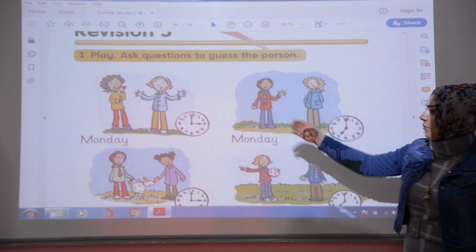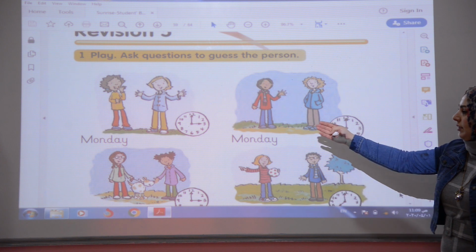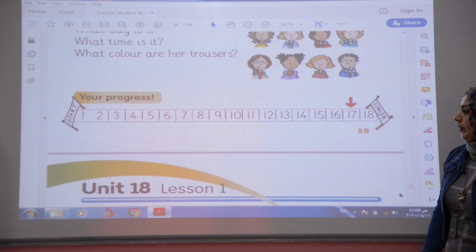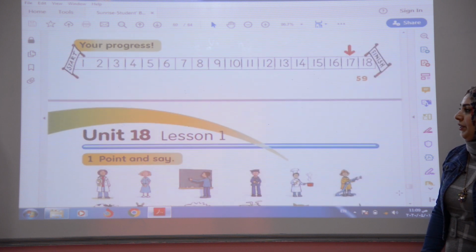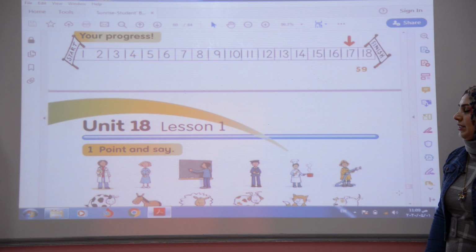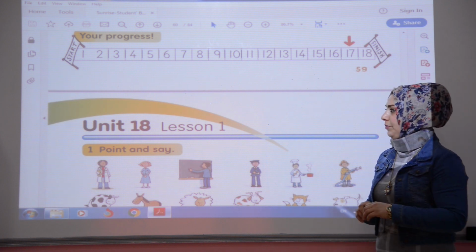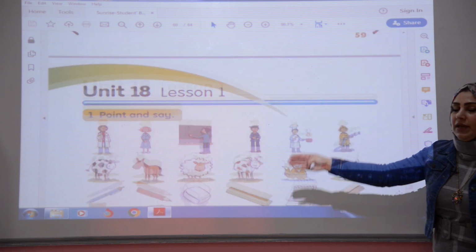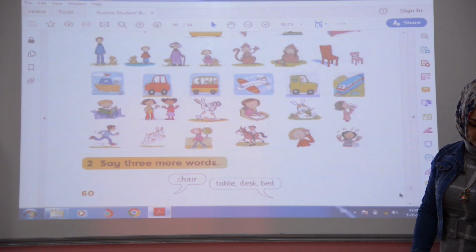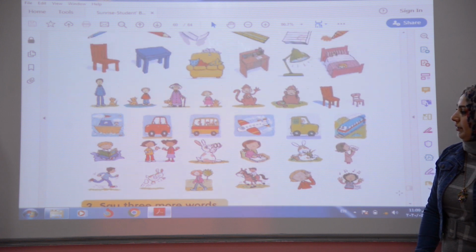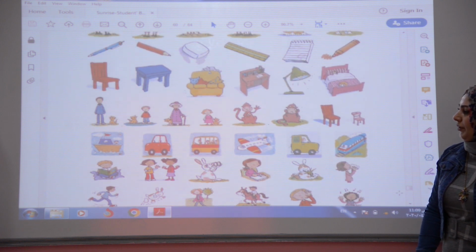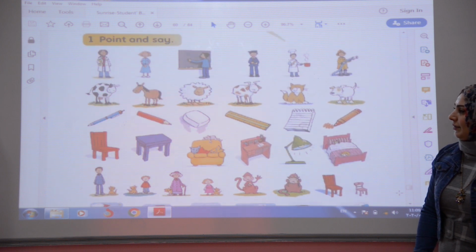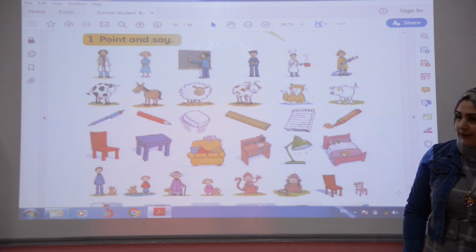Also, we talked about this one. It's Monday, and it is about time, and it's about day. Okay. Also, we finished this Unit 17. We finished all the book. Unit 18, it's a review from the beginning to the end, okay? This picture, let me read for you. You remember we did it in class, okay? This one. Picture number 1, what is it?